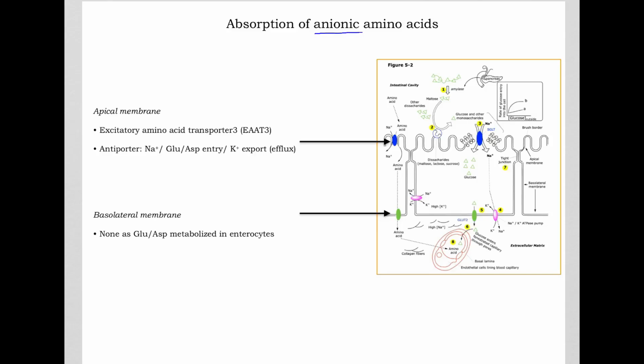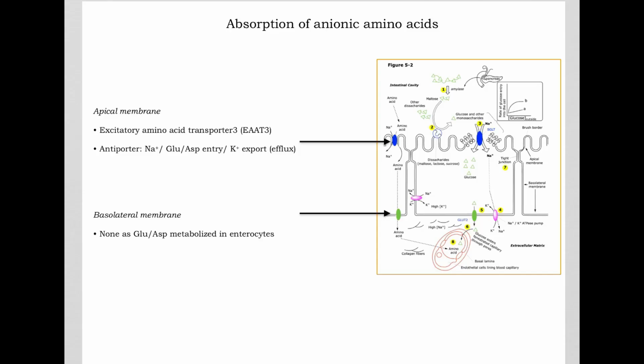For the anionic amino acids, that means the acidic amino acids, the apical protein that brings in the acidic amino acid is called excitatory amino acid transporter 3 or EAAT3. This is an antiporter. It's a complex protein that brings in sodium as well as the anionic amino acids such as glutamic acid and aspartic acid. So it brings these things in at the same time exporting potassium out of the intestinal cell.